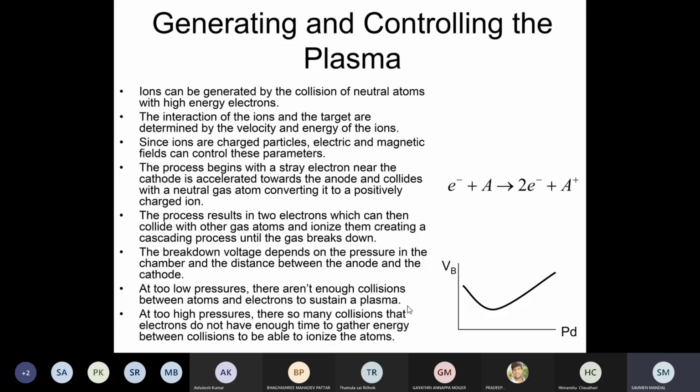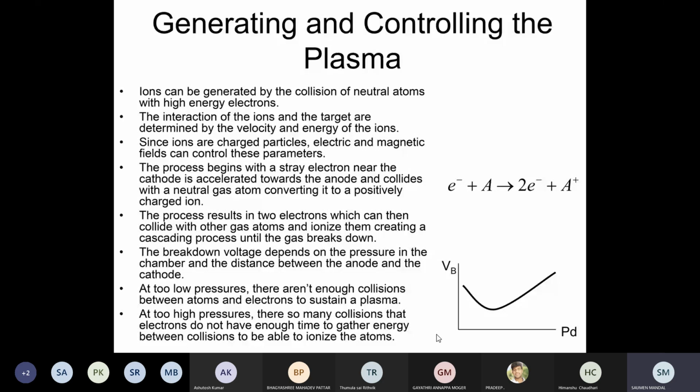At too high pressure, there are so many collisions between the electrons. So electrons will lose their energy, and they will not have sufficient energy to transfer to the argon, so that the argon will convert to argon plus. So that is also a problem. That's why pressure should be balanced.